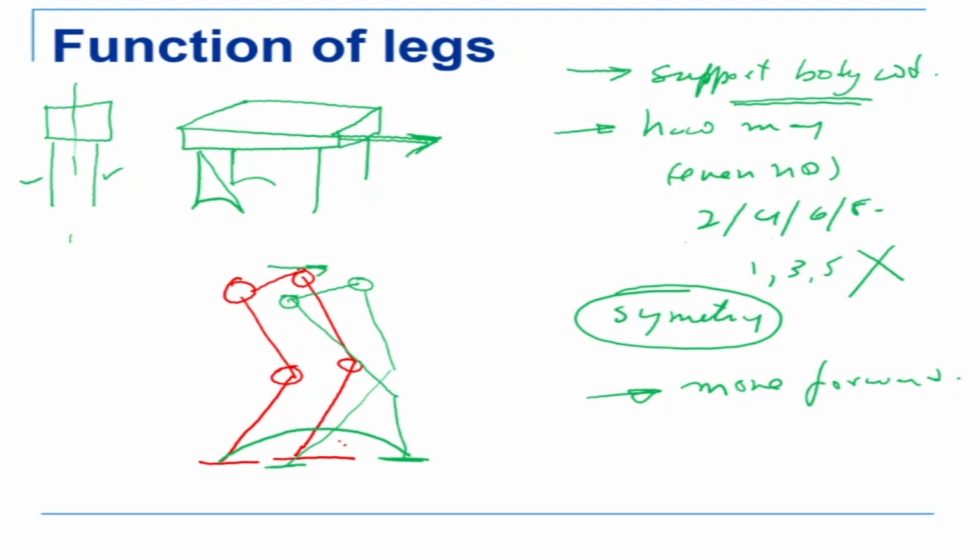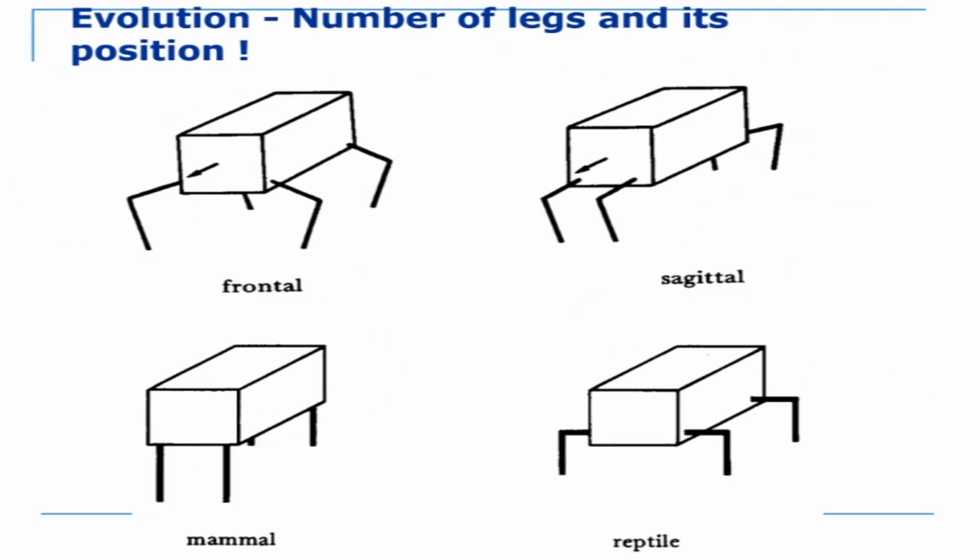So the function of legs is to support the body weight. How many legs? 2, 4, 6, 8, because of symmetry. And then the whole objective is to move the body forward. That is how it moves the body forward. Now the interesting thing is, the first thing that we need to do in the design of a legged system is decide the number of legs. You can have 2 legs, 4 legs, 6 legs, 8, but not normally an odd number of legs.